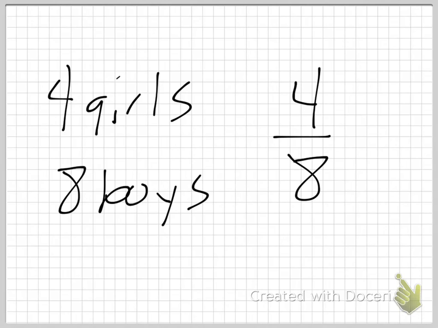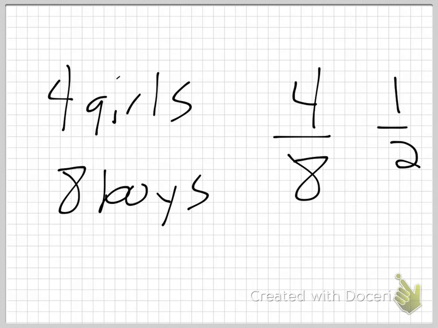Now, here's the deal. This is a ratio. It is not a fraction. You still write it as though it was a fraction, but it is not a fraction. Because if you were to reduce this like a fraction, is 1/2 of this room girls? Are half the people in this room girls?